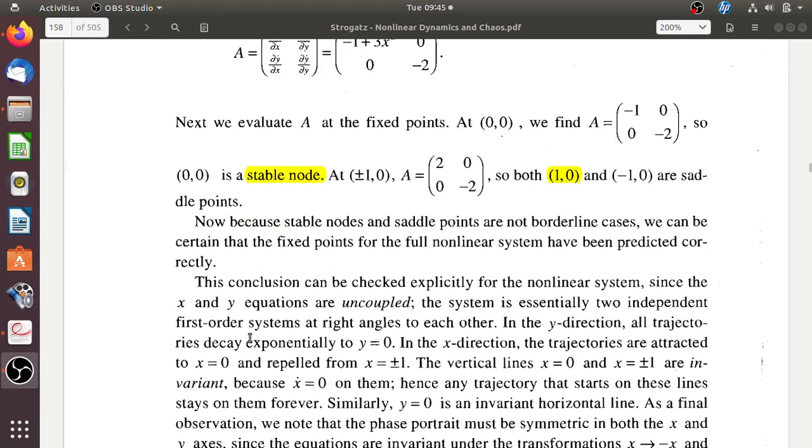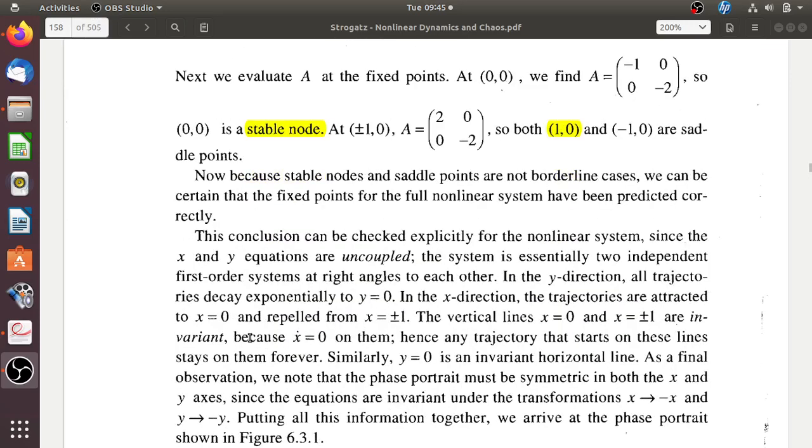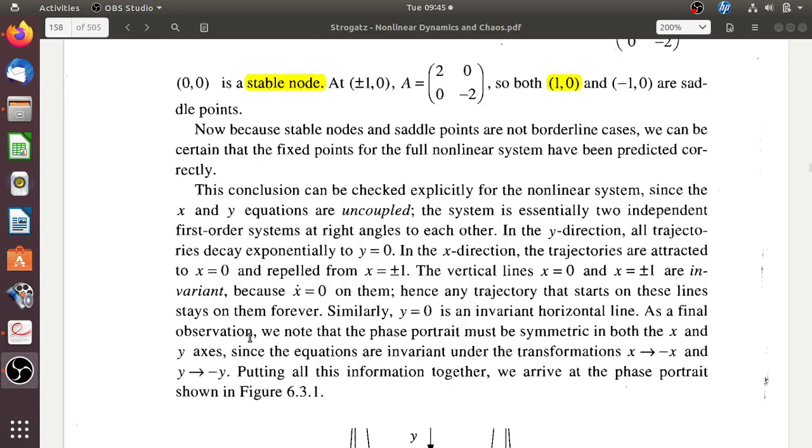That's how you have to classify the fixed points. Now that you have classified the fixed points, we'll do the remaining thing in the next video.